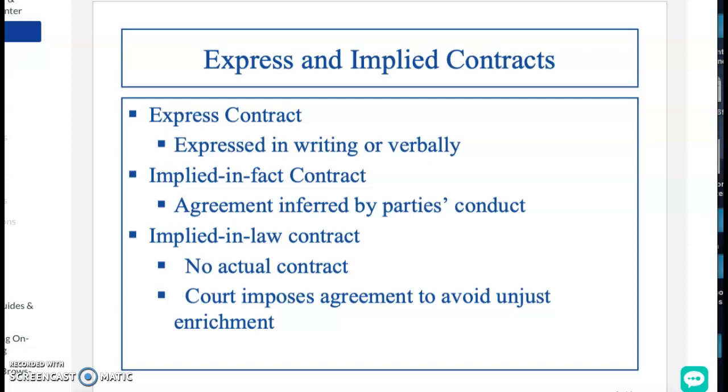Now, let's say two parties enter into an agreement, but there's no implied in fact and there's no express. But one party would be unjustly enriched by the contract, meaning one party would get something for nothing. They would be in a much better position than the other party. The law can imply a contract within court and impose it.